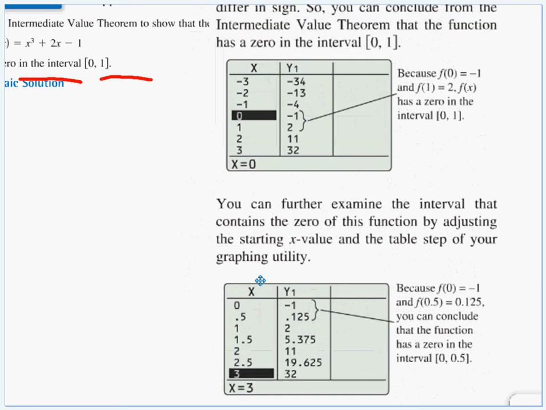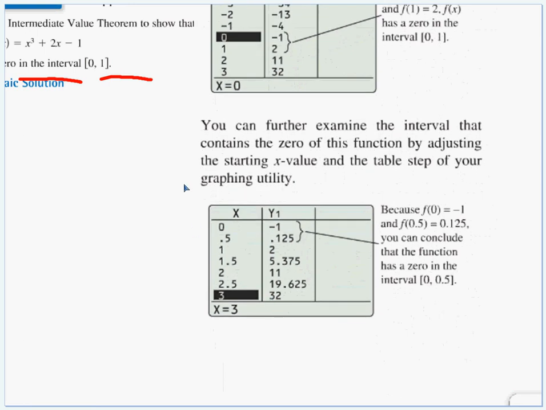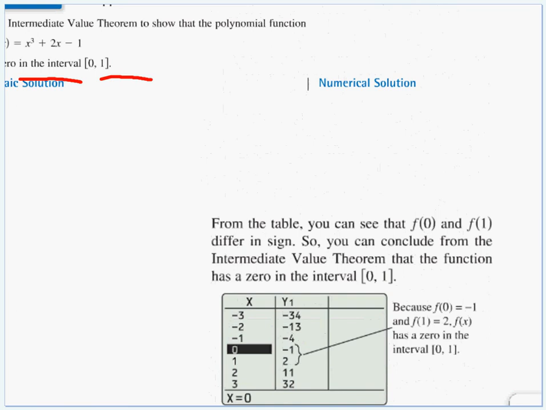Now what we could do also, because we know between 0 and 1 will give us an estimate, we could take the numbers between 0 and 1 and break it into tenths. Or here they did it by halves: 0, 0.5, and 1. And then they got these Y values. So we could keep refining this estimate using our calculators if we wanted to.